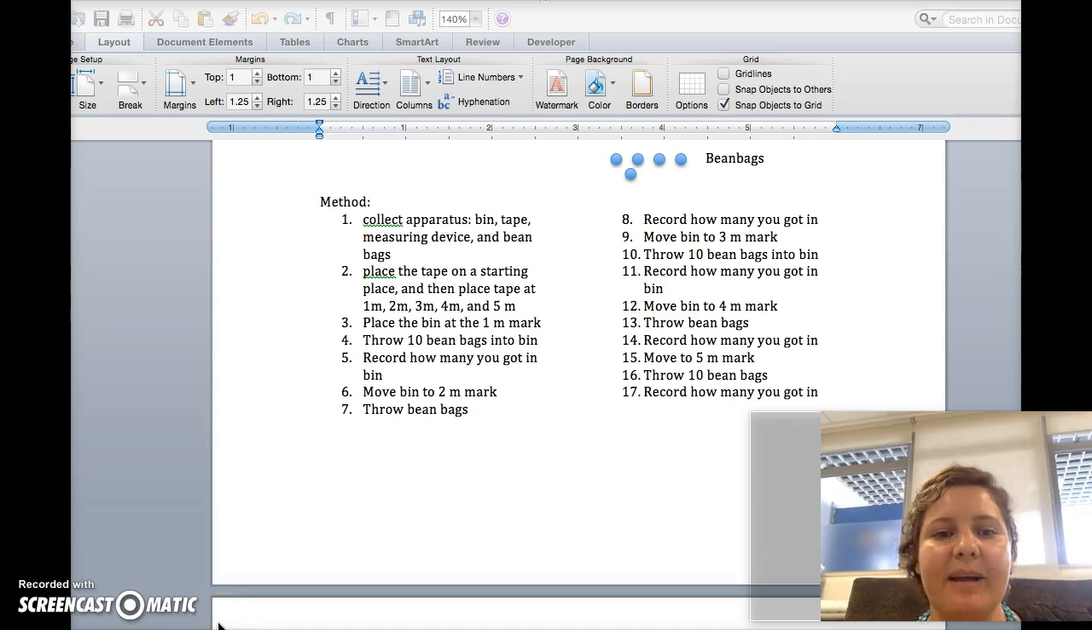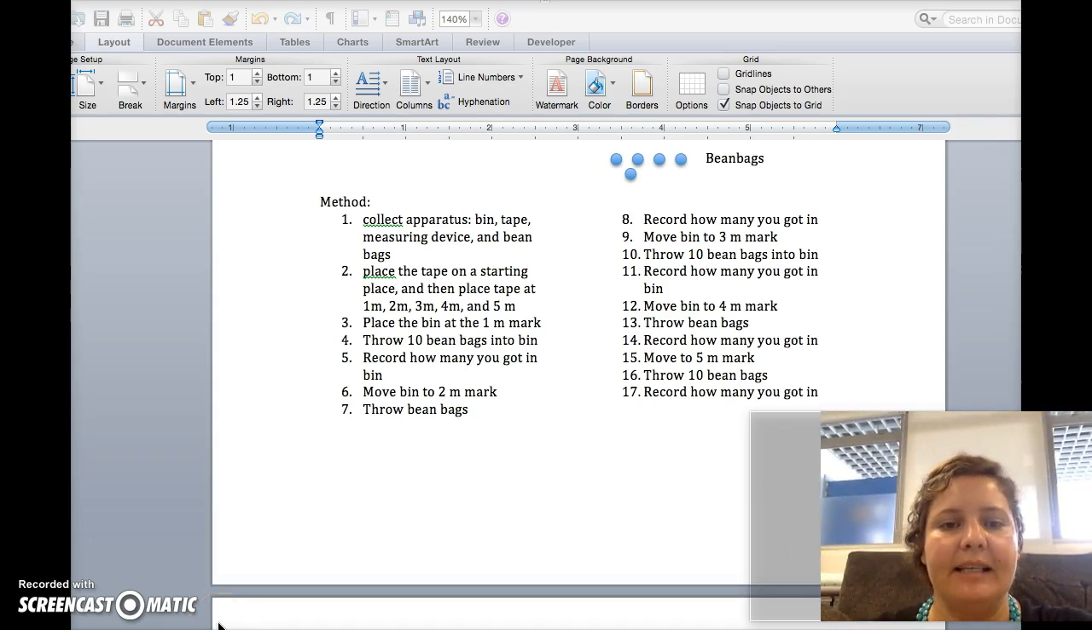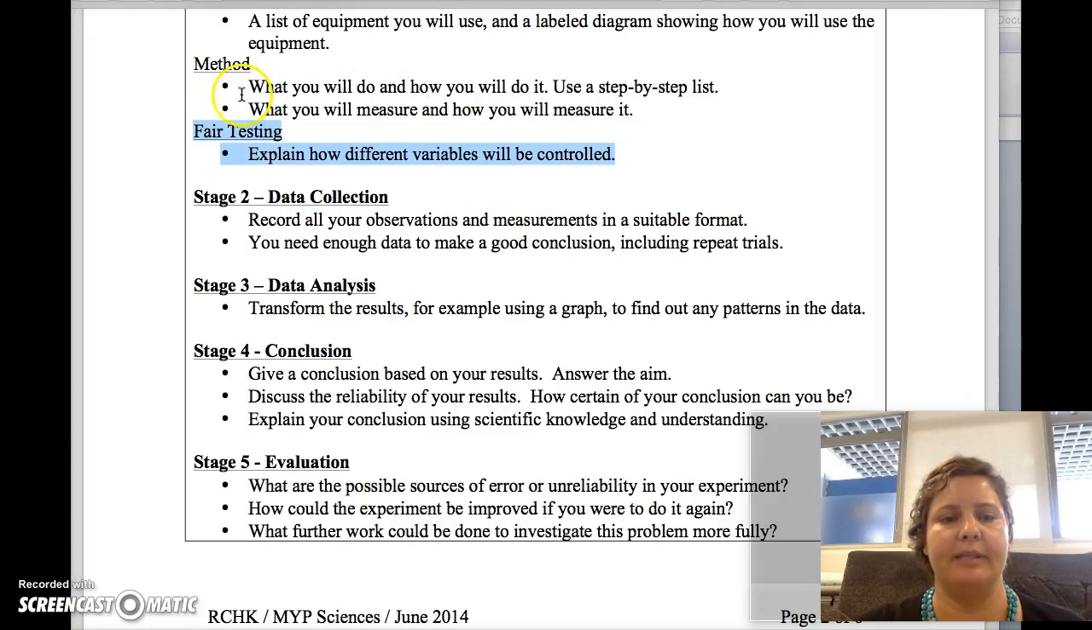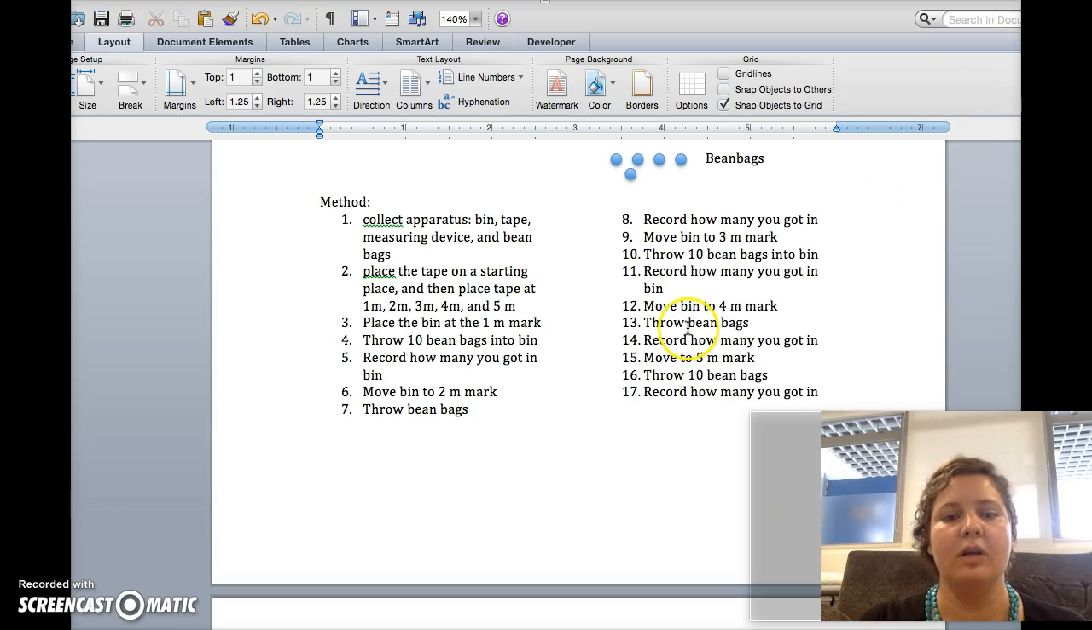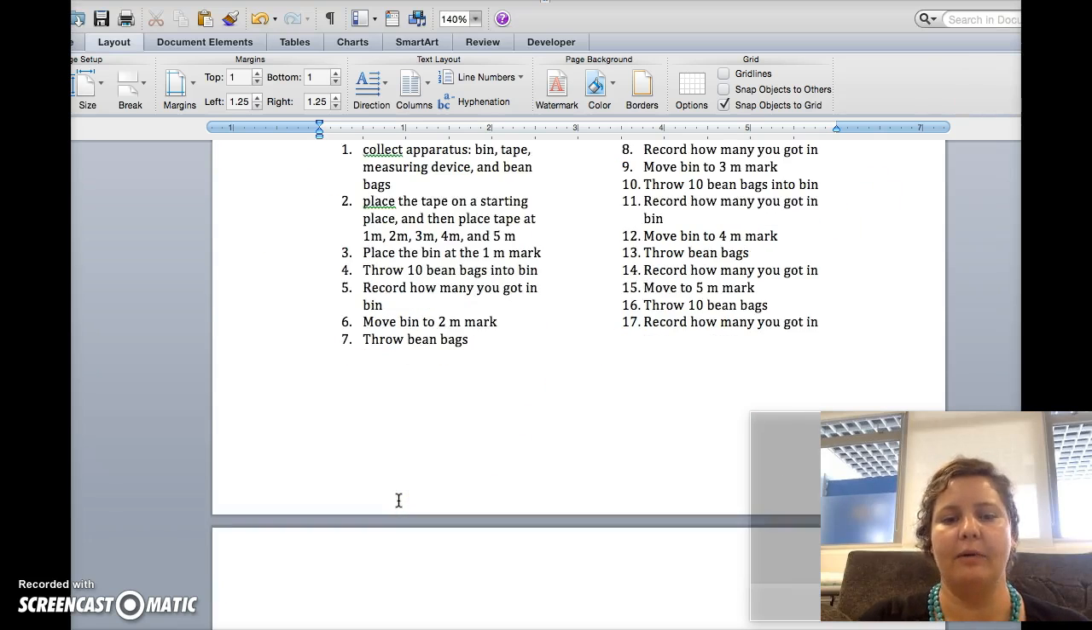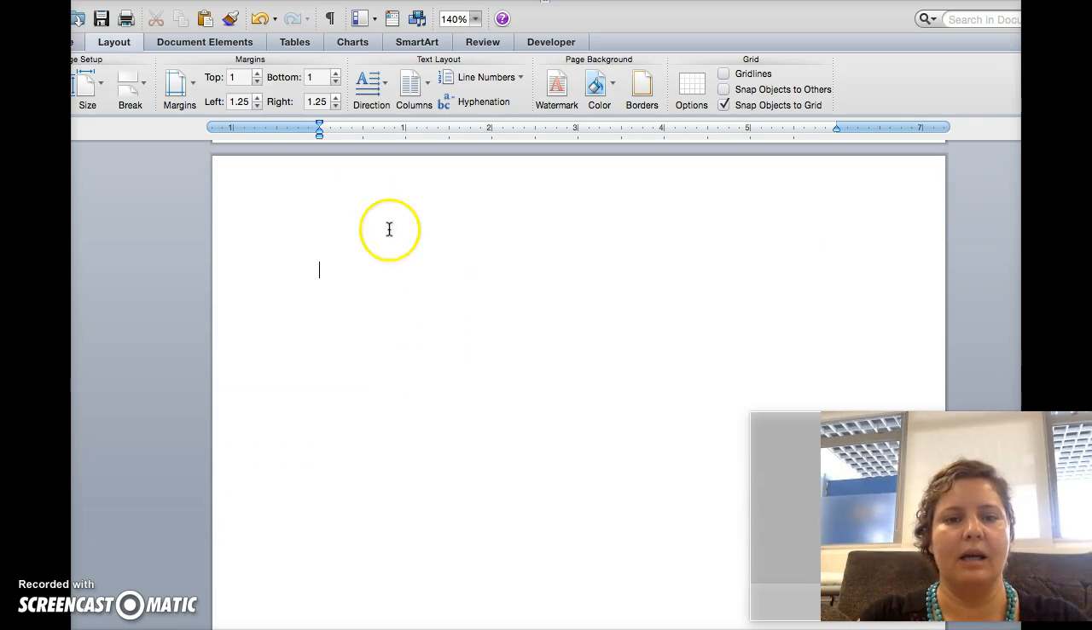All right, so everybody should have the method done. It might be a lot of steps. It just depends on how you did it. But now what we're going to do is look back at our beanbag toss and see what's next. And it says fair testing. Explain how different variables will be controlled. Well, as you know, we'll move on to our next page here and write fair testing.